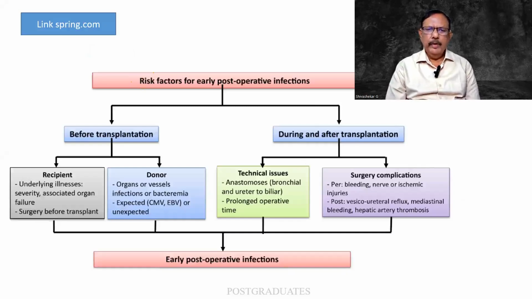Springer.com, a beautiful flow diagram. I would like you people to kindly draw this. What are all the various risk factors before transplantation, during and after transplantation? It can be within the recipient or in the donor. There can be technical issues or there can be surgical complications. I think this one flow diagram will encompass the entire class of mind.